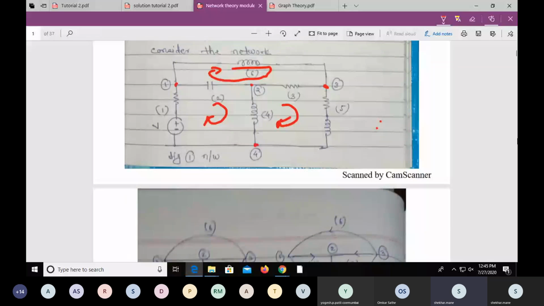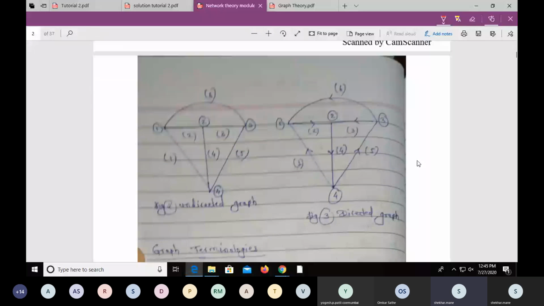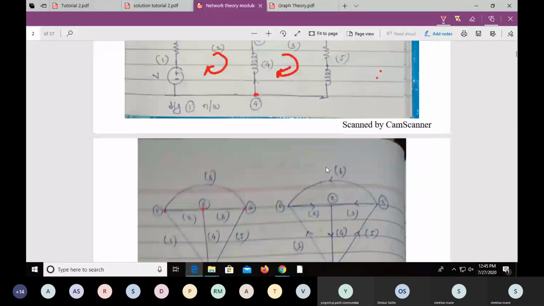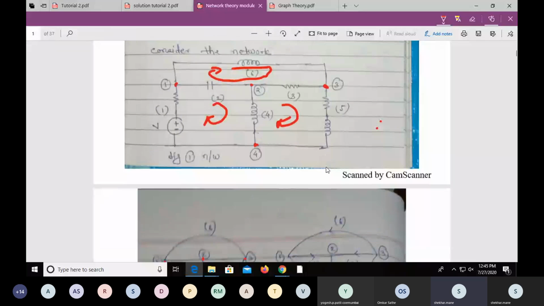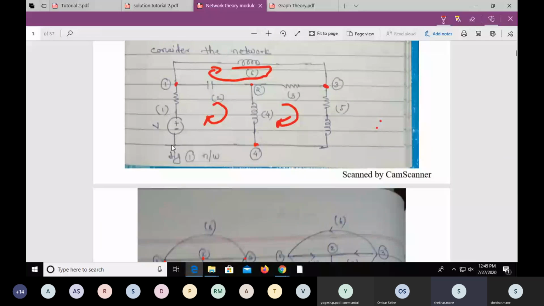So there are 4 nodes, branches are there, voltage source is there. Voltage source is replaced by the short circuit. So you can see this is an undirected graph. Means you have to draw nodes first. This node 1, node 2, node 3 and node 4. 4 nodes are there. So you have to draw the nodes first and just replace the components by the line.